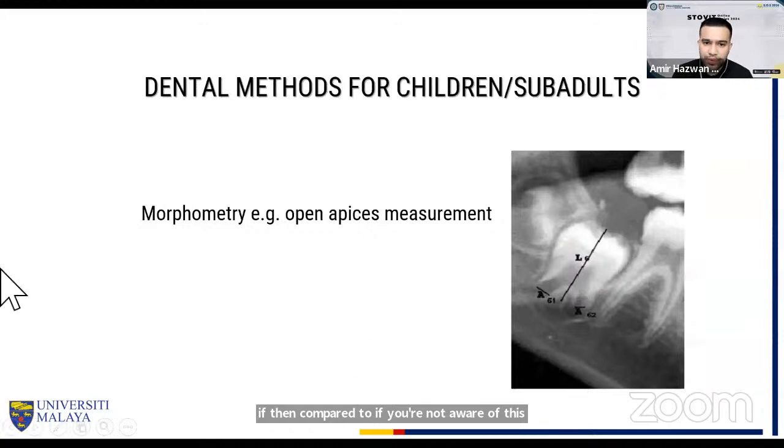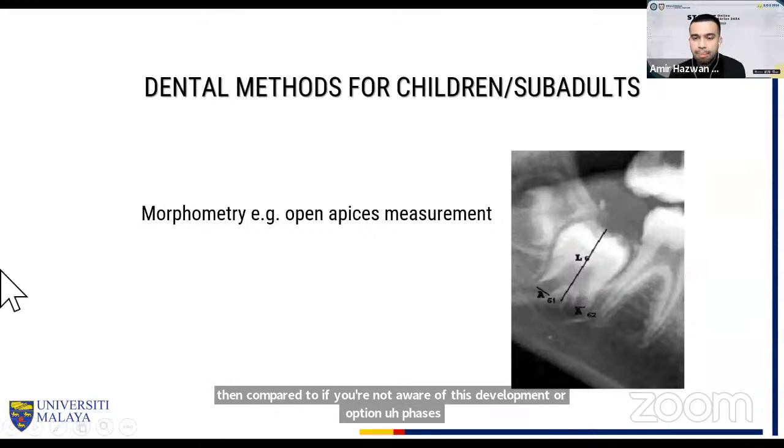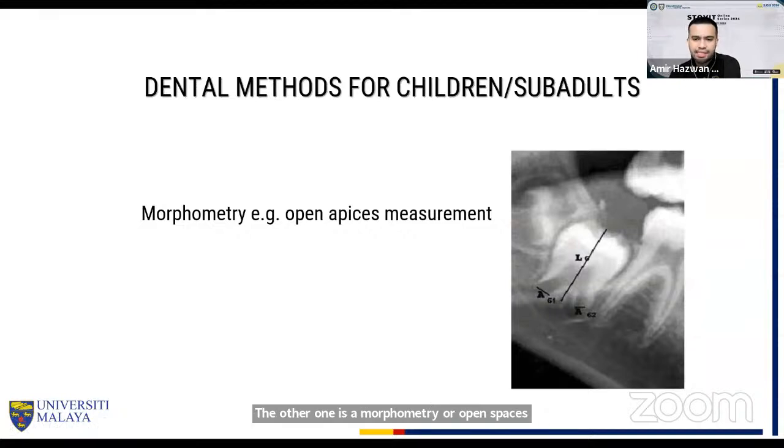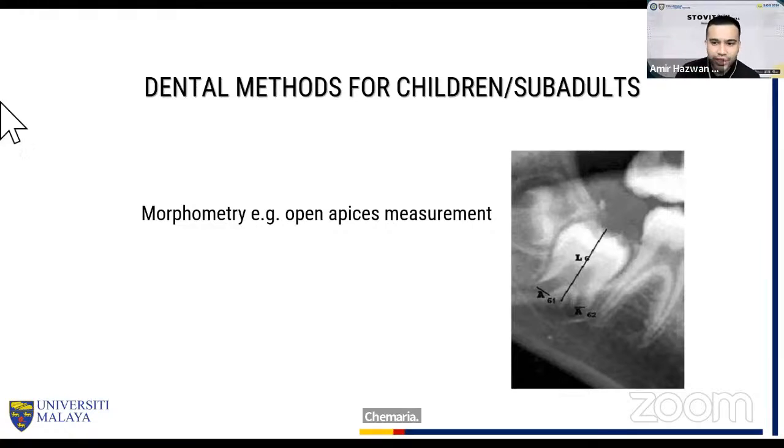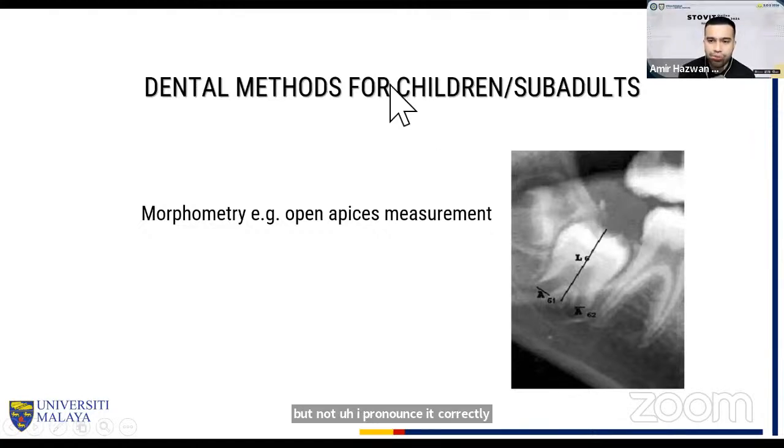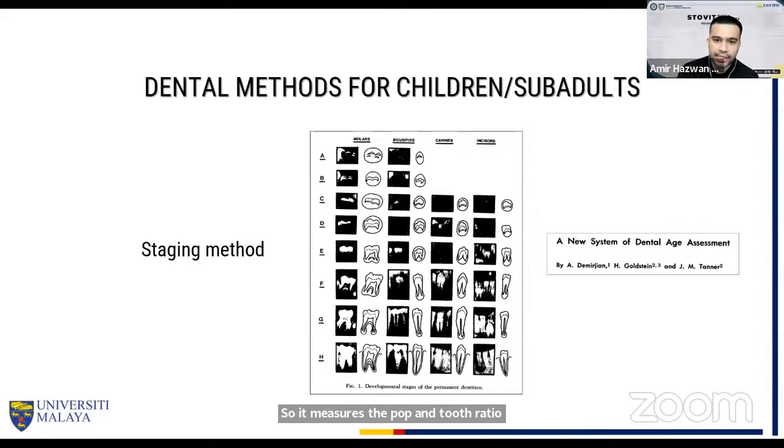Another one is morphometry or open apices measurement. This is by an Italian forensic odontologist, Cameriere, if I pronounce it correctly. So it measures the pulp and tooth ratio, and then it correlates with chronological age.